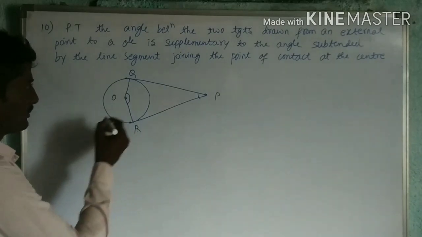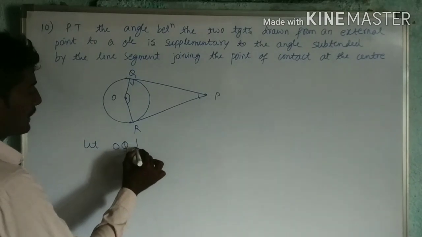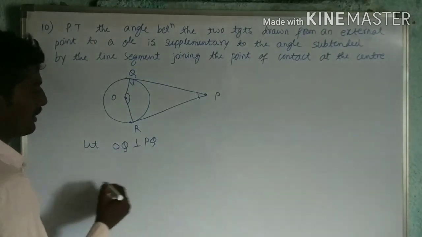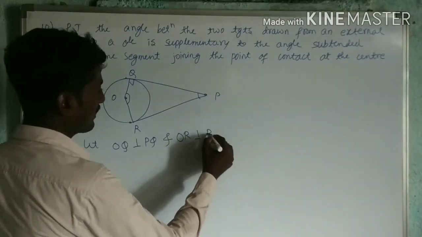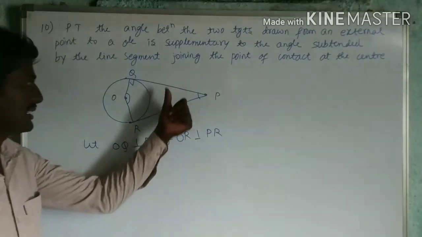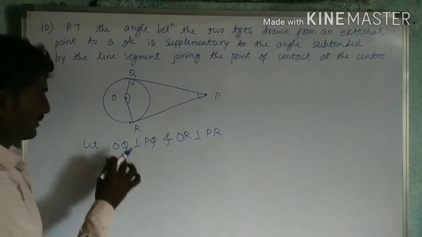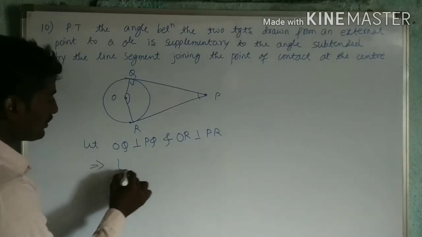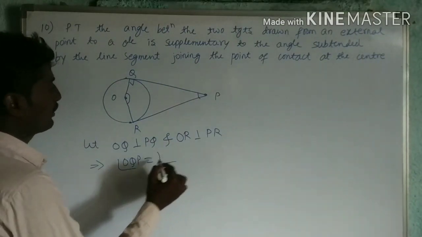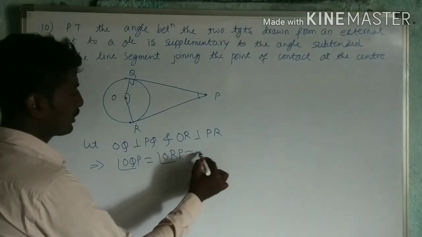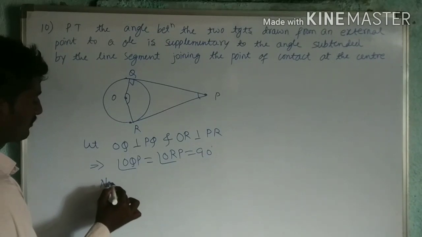Okay. Now, OQ is perpendicular to PQ and OR is perpendicular to PR. Okay, because these two are the tangents. So Q is the point of contact, R is also a point of contact. Now this implies angle PQO or OQP is equal to ORP is equal to how much? 90 degrees.